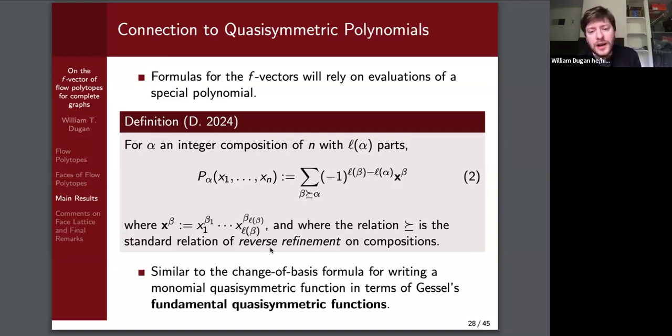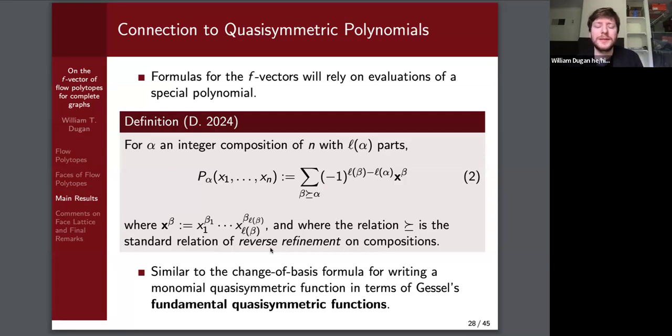I'll say what reverse refinement is in a second, but why does this look familiar? If it does, it's because this looks very similar to the change of basis formula for writing monomial quasi-symmetric functions in terms of Gessel's quasi-symmetric functions. It's also reverse refinement. It's also -1 to this power. The reason for this is still work in progress to see fully. But one side of me kind of believes these days that maybe this is just coincidence. This change of basis formula is kind of just inclusion exclusion, so you could think of it as basically just inclusion exclusion.